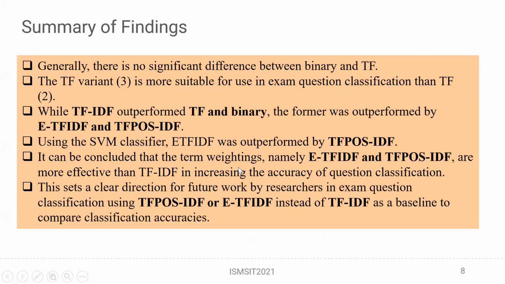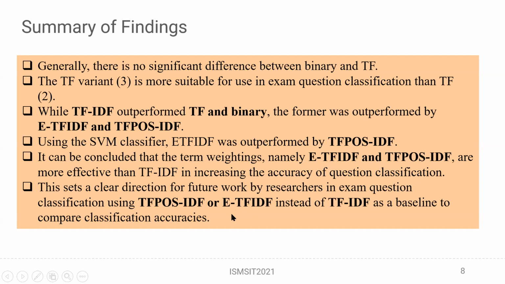Okay, so this is the summary of findings. Generally, there's no significant difference between binary and TF. So the TF variant is more suitable for use in exam question classification than TFIDF. So the TFIDF, although it can outperform binary and TF, the former was outperformed by the last two. Using the SVM classifier, ETFIDF performed well. So it looks like TF-plus-IDF is better than ETFIDF. Okay, so in conclusion, we can say that both are more effective than TFIDF in increasing the accuracy of question classification based on Bloom's taxonomy.